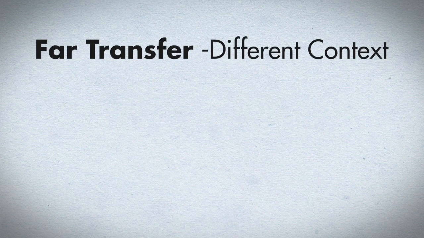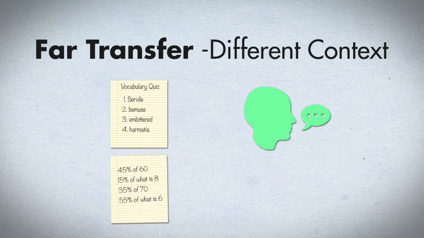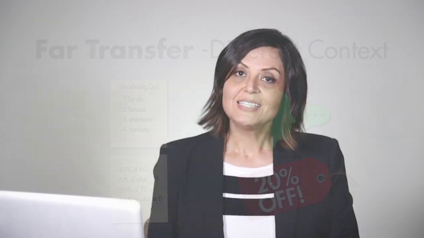The second type of transfer is called far transfer, and this is when the learning context and the transfer context are different. Like when learners use tested vocabulary words in everyday conversations, or when learners use their knowledge about percentages when out shopping. It's easy for us to have the misconception that transfer happens automatically or easily, because as we have seen, in some cases it does.